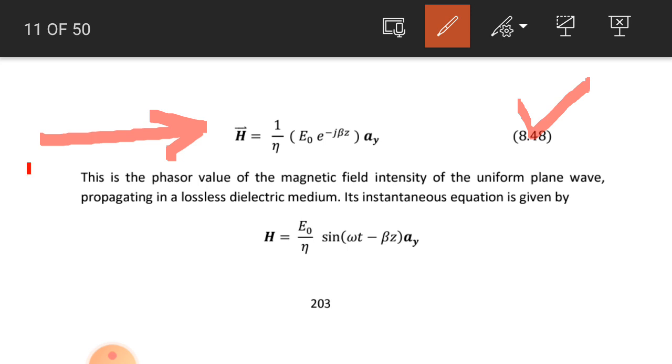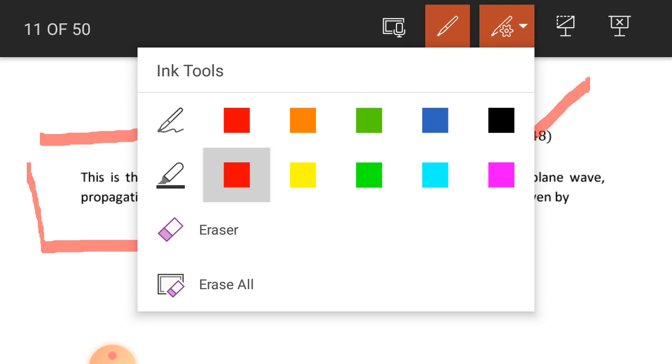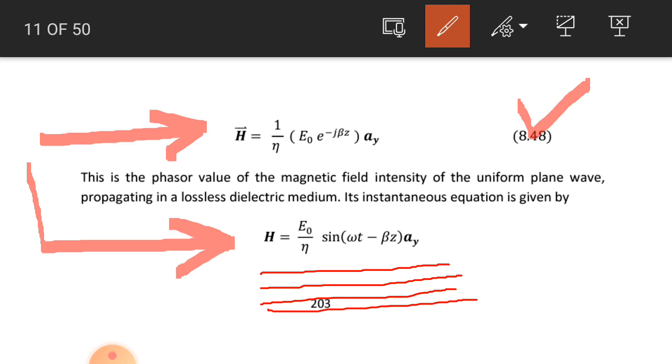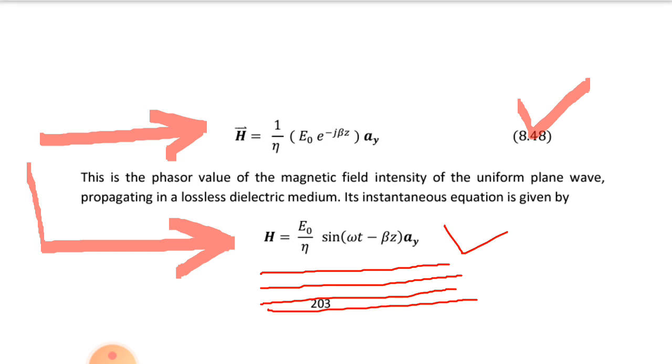Well, the same magnetic field intensity in instantaneous form: the instantaneous value of the magnetic field intensity in the lossless dielectric medium will be equal to E naught divided by eta into sine of omega t minus beta z, ay. So this is how we calculate the magnetic field intensity of the transverse electromagnetic wave in a lossless dielectric medium.